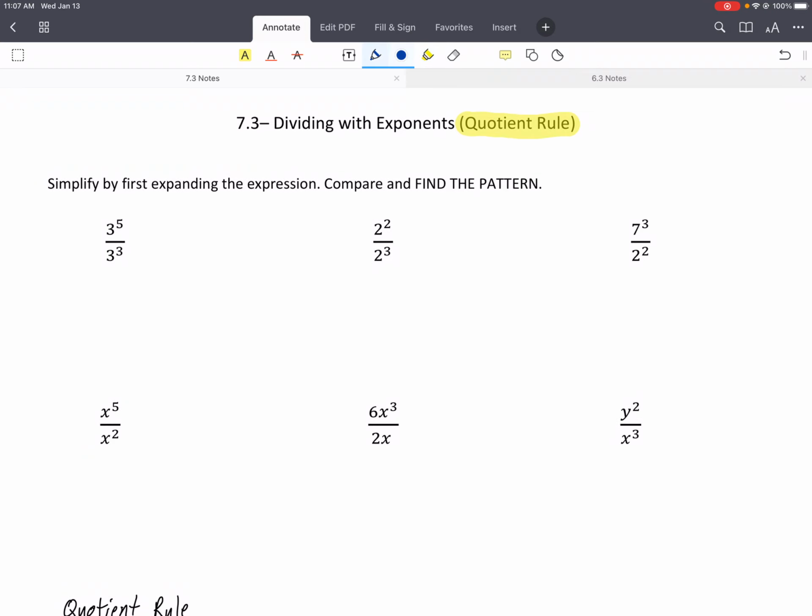First off, let's write them out in expanded form. So if we take this first one here, 3 to the 5th means we're going to have 3 times itself 5 times. So we could write that as 3 times 3 times 3 times 3 times 3. And then 3 to the 3rd means that we have 3 times itself 3 times. So 3 times 3 times 3.